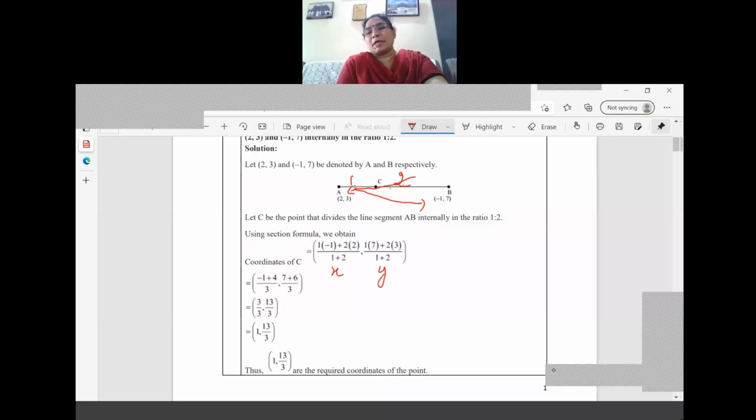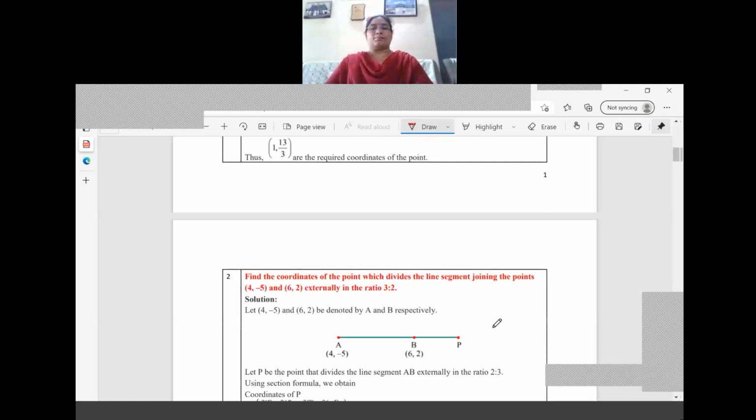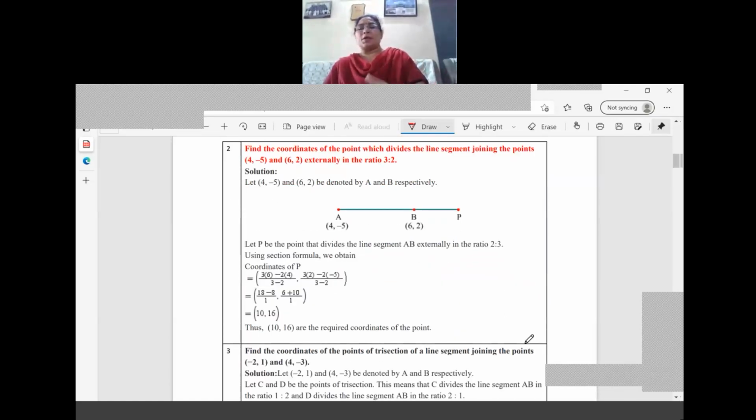So 1 into -1 plus 2 into 2 divided by 1 plus 2. Similarly, 1 into 7 plus 2 into 3, whole divided by 3 only. The denominator portion you can see is the same. So you can do the simplification and easily get the coordinate of C, that is (1, 13/3). Now this is for understanding.